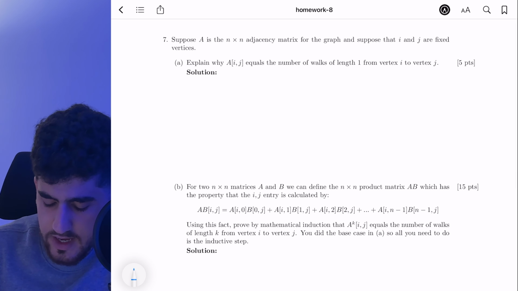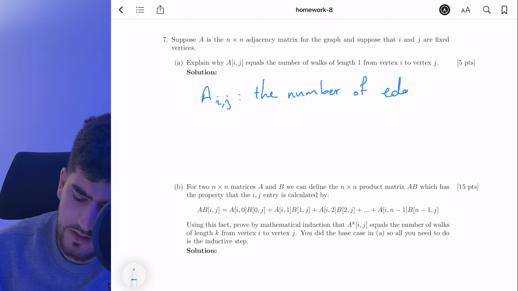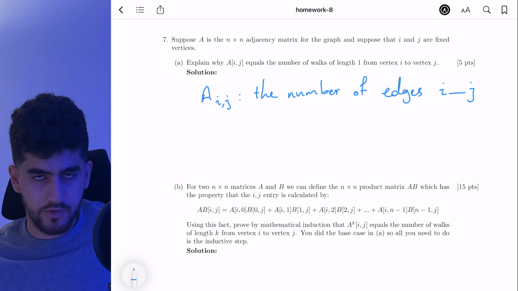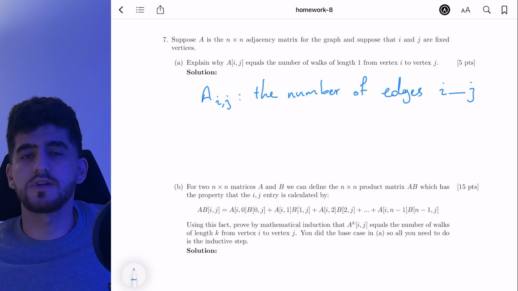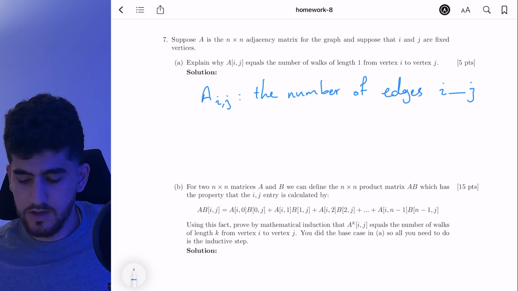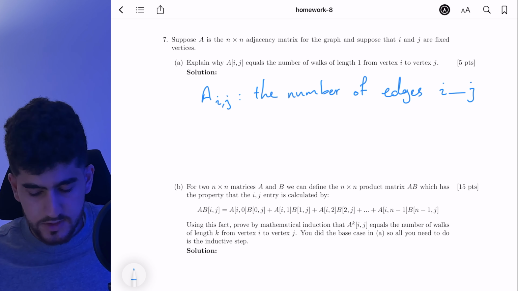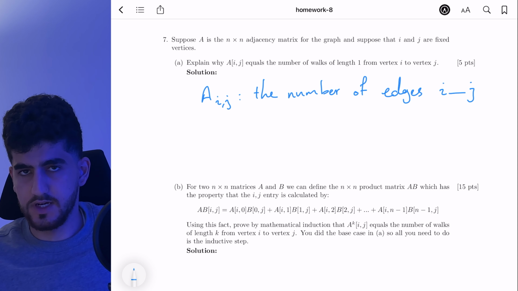Okay, so A of i and j, what is A of i and j? A of i and j is the number of edges between i and j, right? In a simple graph, this is either 0 or 1, because there is either no edge or 1 edge between i and j. But it's even possible that there are 2, 3, 4. So A of i and j is the number of edges between i and j.